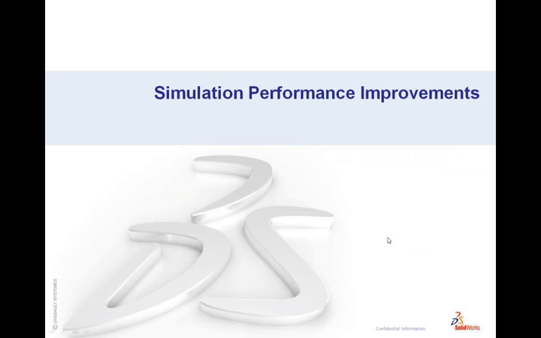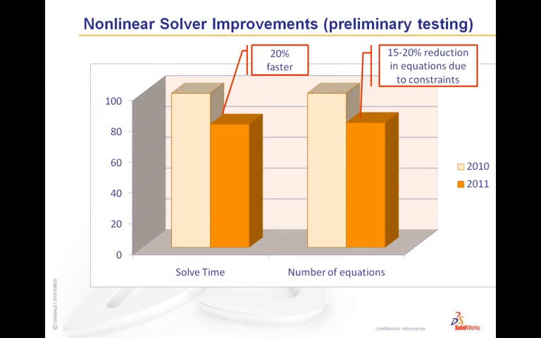One area of improvement in 2011 for simulation is in performance, and that's going to impact everyone. So let's take a look at some of those capabilities. On the nonlinear side, preliminary testing is showing about a 20% reduction in the solve time for nonlinear runs, which, if you have a very complex model, can be a significant time reduction. Part of that is attributable to some more efficient ways of setting up the model, so the number of equations to account for the nonlinearity is reduced.